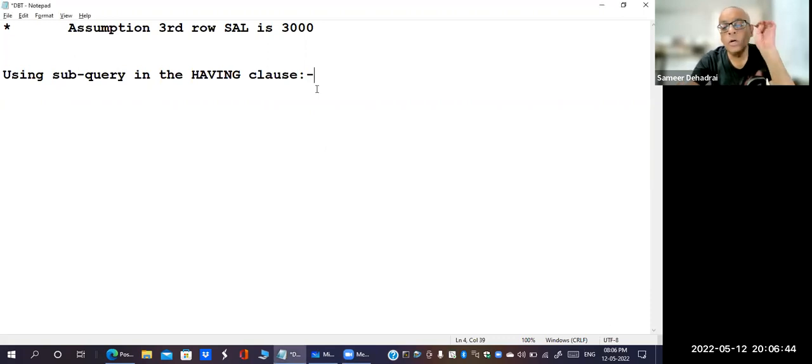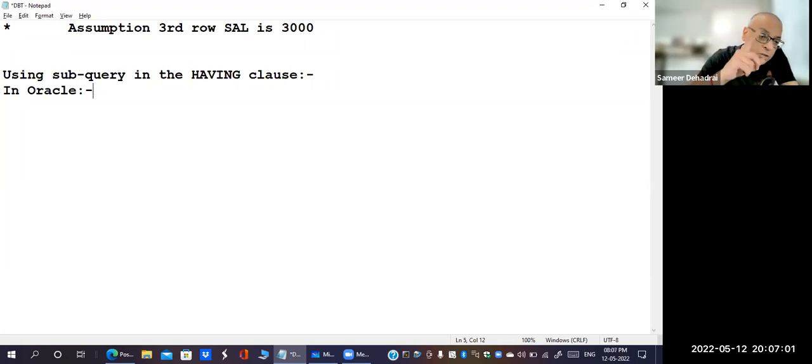First, I'm going to show you how to do this in Oracle. Then I will show you how to do this in MySQL. And then I want you to compare Oracle with MySQL. You will observe that in MySQL, one extra select statement is needed. And the more the number of select statements, the slower it will be. So first, let me demonstrate how to solve this problem using Oracle.